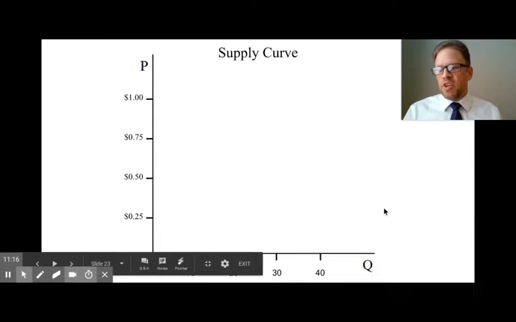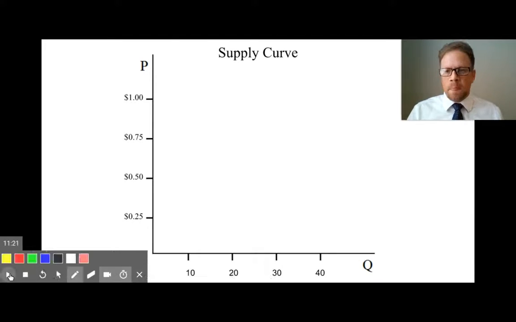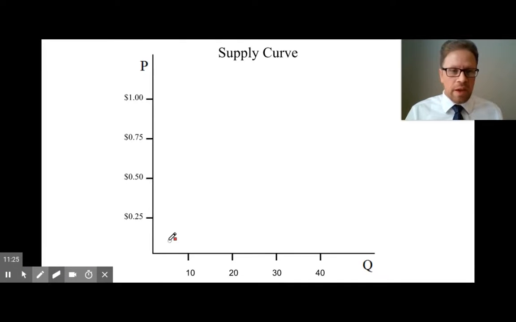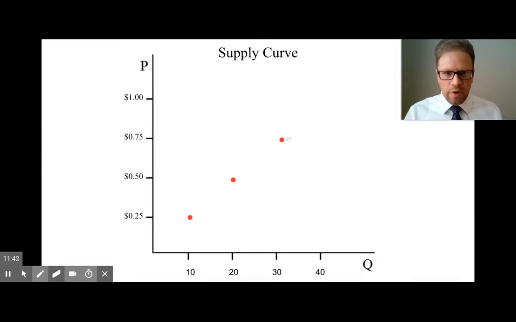So the information in a supply schedule is often represented in what's called a supply curve. This is very similar to what we did when we made a demand curve. Again, you take the information in your supply schedule. For a quarter, they're willing to produce 10 Mountain Dews. We raise that price to 50 cents, now they're willing to produce about 20. Raise that price to 75 cents, they're willing to produce about 30. Raise that price again to $1, now they're willing to produce about 40.